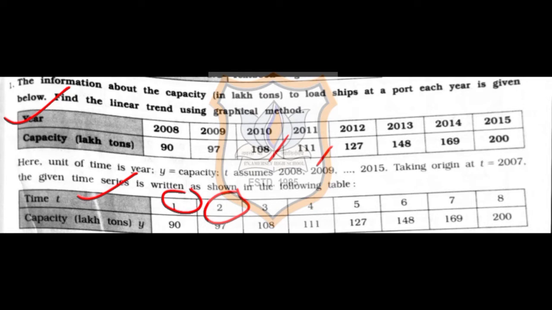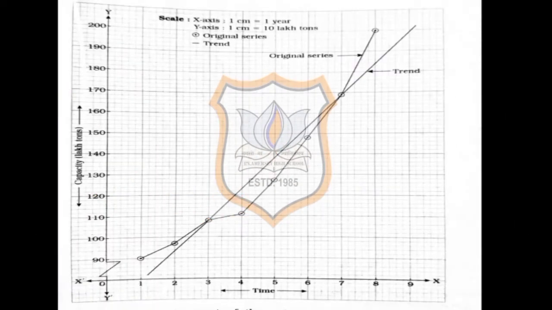Now how will we solve this question? We will draw a graph. On the x-axis we will take time, and on the y-axis we will take capacity. The time which we have allotted is 1, 2, 3 up to 8. So on the x-axis I am taking 1, 2, 3, 4, 5, 6, 7, 8, and on the y-axis I am taking 90, 100, 110, 120, and so on, that is, a difference of 10.